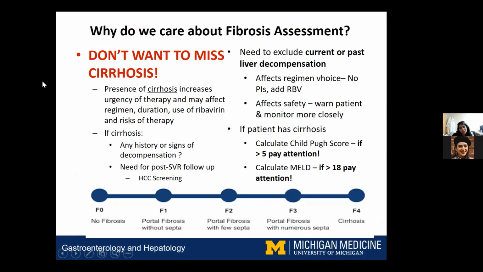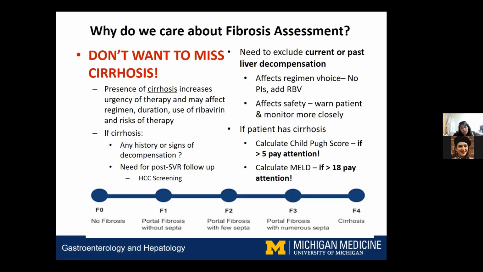So why do we care about a fibrosis assessment on every single patient? And I would just highlight that the real big thing that we want to make sure of is that we don't want to miss cirrhosis. Cirrhosis is the medical term for what we call a lot of fibrosis or advanced fibrosis in the liver. And the presence of cirrhosis increases the urgency of treating somebody and may also affect the regimen that you select, the duration, and in some instances, the use of ribavirin, and risks or adverse events of therapy for these reasons.